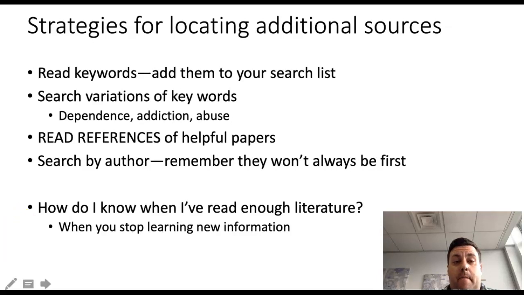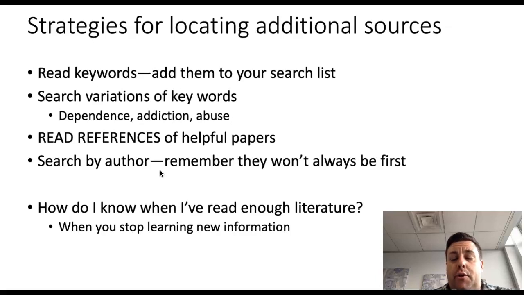Search by author. People tend to publish in the same area, so searching by an author's name should bring up all of the papers that they've ever published. They might not always be first author. They might have graduate students or postdocs who are first, and that's probably because they have someone that they're mentoring. But that's a good way to identify additional sources as well.